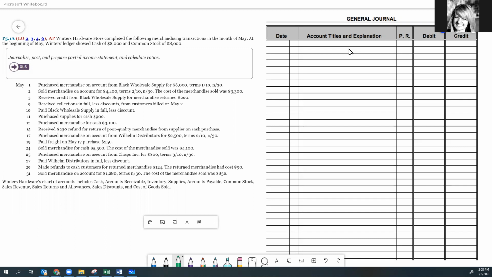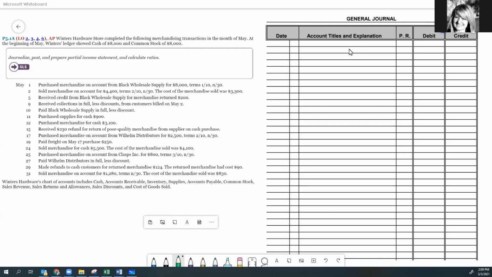So let's get started. Over here on the left are the transactions that occurred during the month, and we have quite a few of them to get through. And on the right, I have the general journal. We're told this is Winter's Hardware Store, and they have the following transactions during the month of May. At the beginning of May, they're giving us the ledger balance for cash and common stock. We're only going to do the journal entries. In the instructions, it says to also post in addition to journalize, but we're just going to learn about the journal entries.